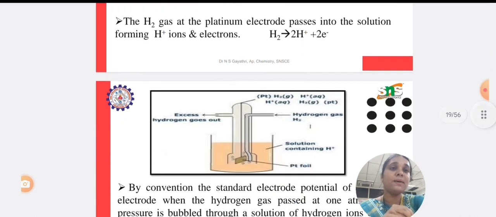This is the setup. On the left side, the excess hydrogen gas goes out, and on the right side, the hydrogen gas enters the outer shell. The straight line from the head to the top is the platinum wire, and the platinum foil is at the end of the electrode. It is dipped in 1 molar HCl, and this setup is maintained at 1 atmosphere pressure and 25 degrees Celsius.